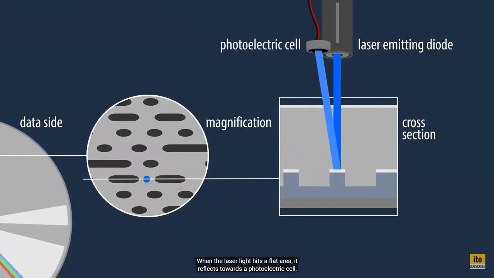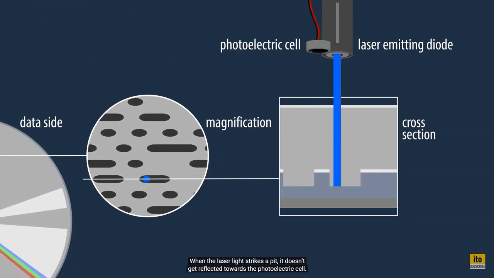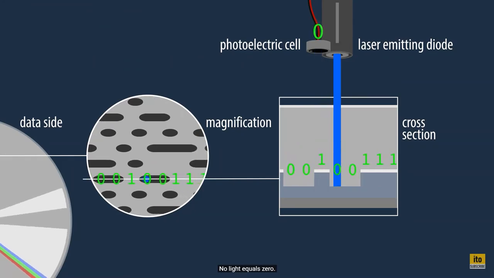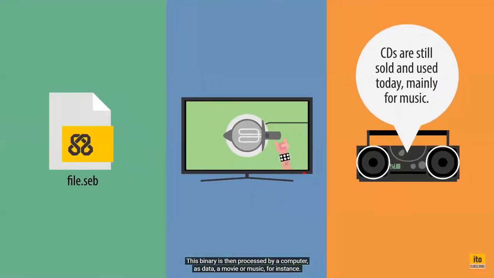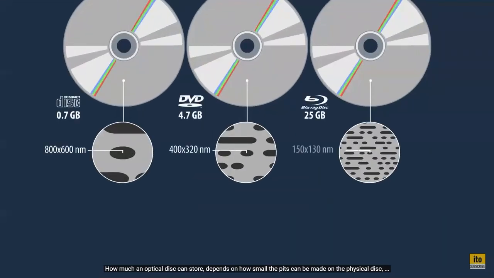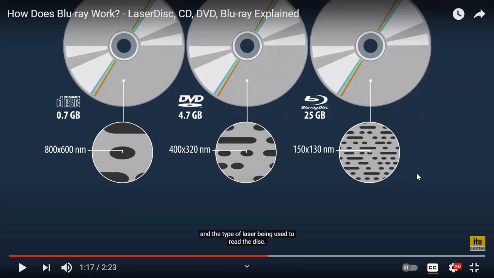A laser is pointed at the disc as it spins. When the laser light hits a flat area, it reflects towards a photoelectric cell, which then detects the light. When the laser light strikes a pit, it doesn't get reflected towards the photoelectric cell. This way, the photoelectric cell can interpret the laser's light as binary data. Reflected light equals 1, no light equals 0. This binary is then processed by a computer as data, a movie, or music, for instance. How much an optical disc can store depends on how small the pits can be made on the physical disc. Right, so this is the reason.